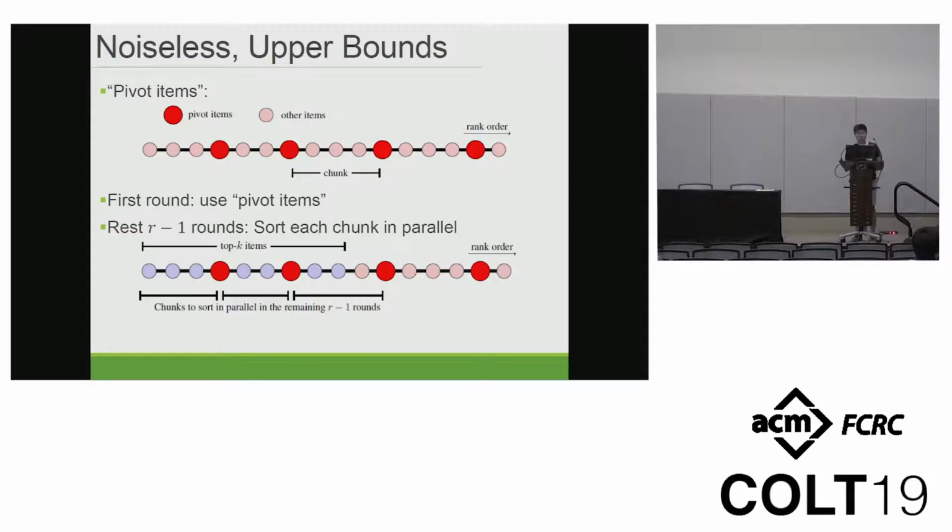So in our algorithm, in the first round, we just use these pivot items. In the remaining R-1 rounds, we use the R-1 round sorting algorithm in each chunk that contains top k items. This algorithm gets the optimal number of comparisons when k is larger than the average size of a chunk. When k is small, it's more complicated. I'm not going to talk about it.